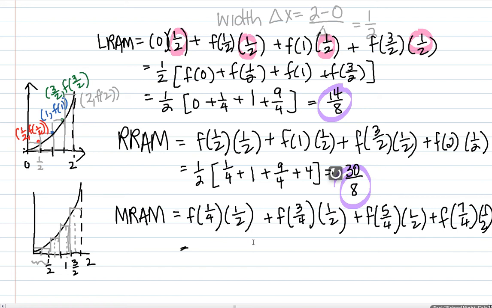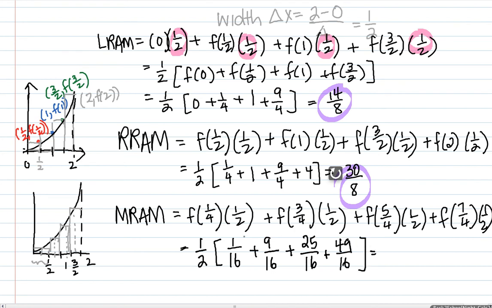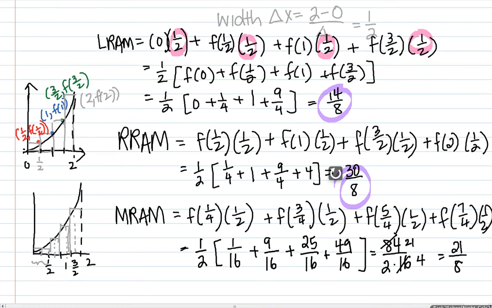I actually don't have the answers for this one. This would be 1/2 times 1/16 plus 9/16 plus 25/16 plus 49/16. I'll have to add this one up by hand. What do we have? That's 10, so 35, so 84 over 2 times 16, which we can reduce by dividing 4 out and leaving ourselves with 21 over 8. And take a look, it's halfway in between those, between 14 over 8 and 30 over 8.